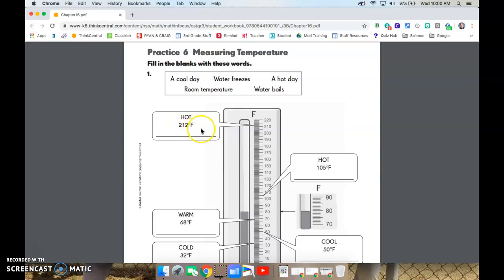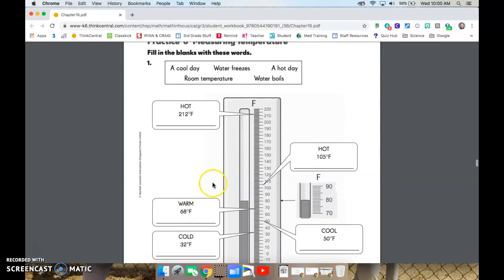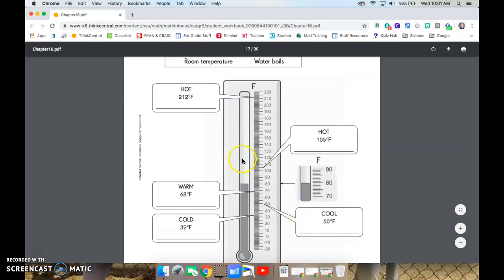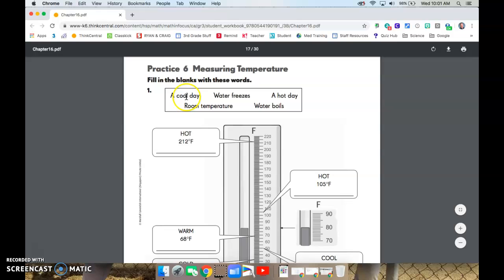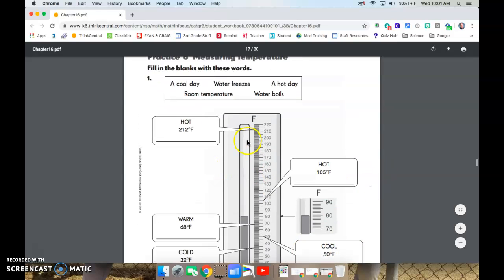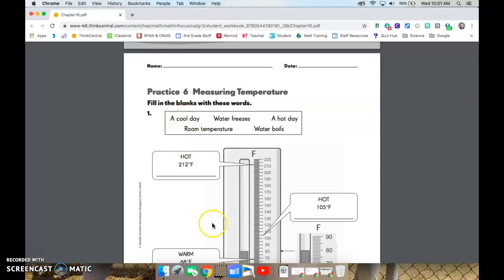Let's go to the other end and let's look at cold. 32 degrees. That's when it's so cold outside, it's freezing cold. In fact, you can freeze water. Okay? Cool. 50 degrees. Well, I'm going to say a cool day, right? Cool, cool. That's cool.